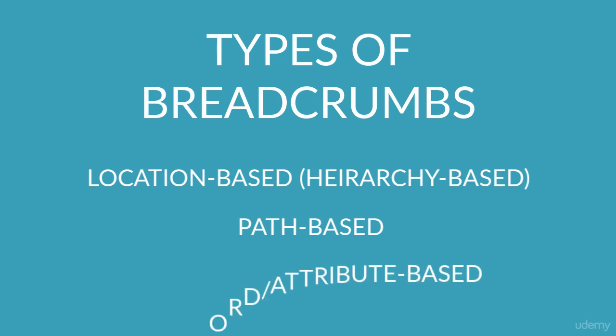Lastly, keyword or attribute breadcrumbs include a specific keyword or attribute that represents the content being displayed on a page. This is very common on e-commerce sites, as it allows the user the ability to filter their search queries, thereby assisting them with finding the product or service they're looking for. We'll show you an example in just a moment.